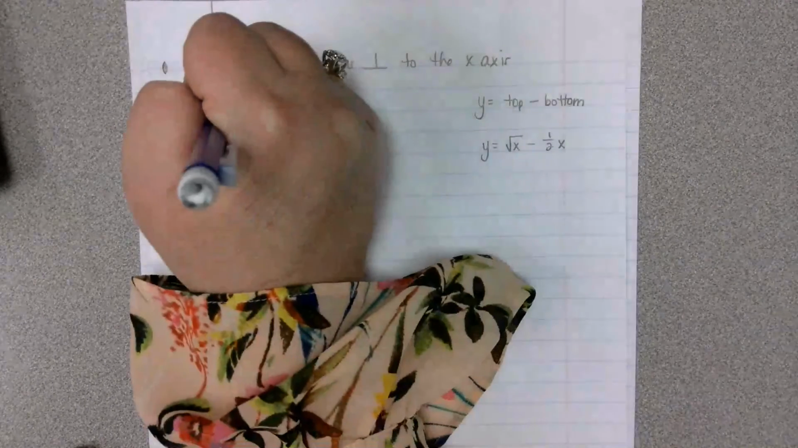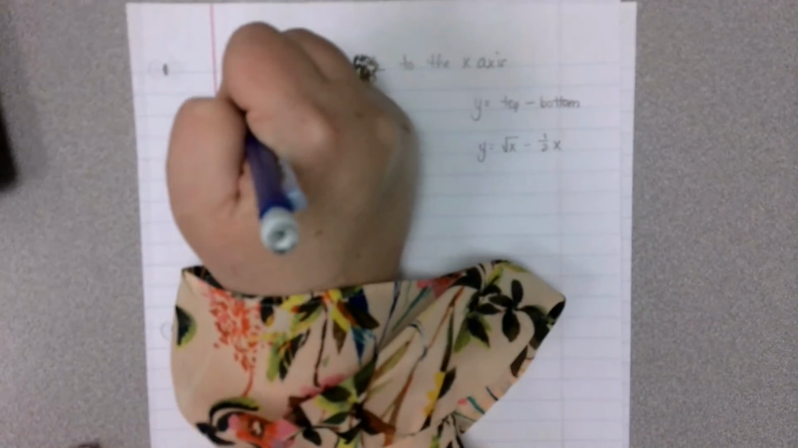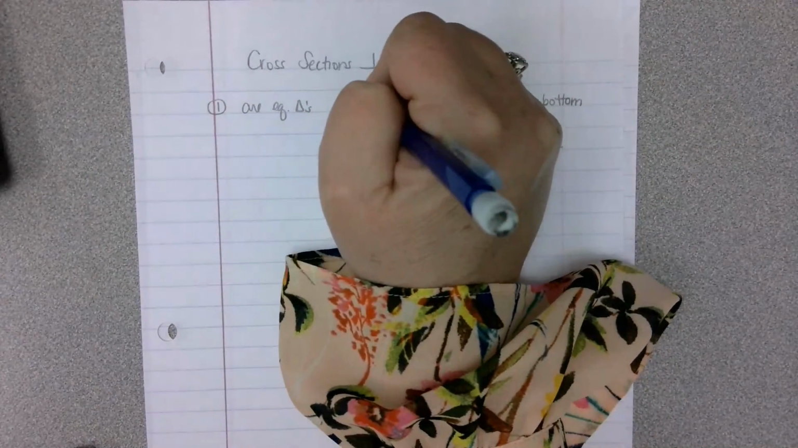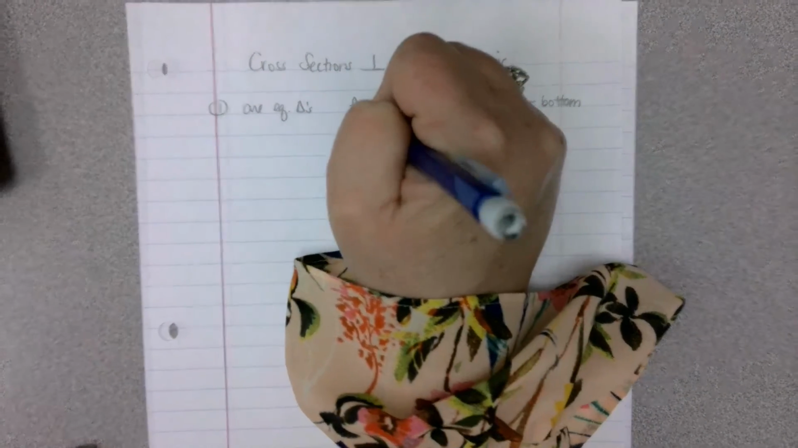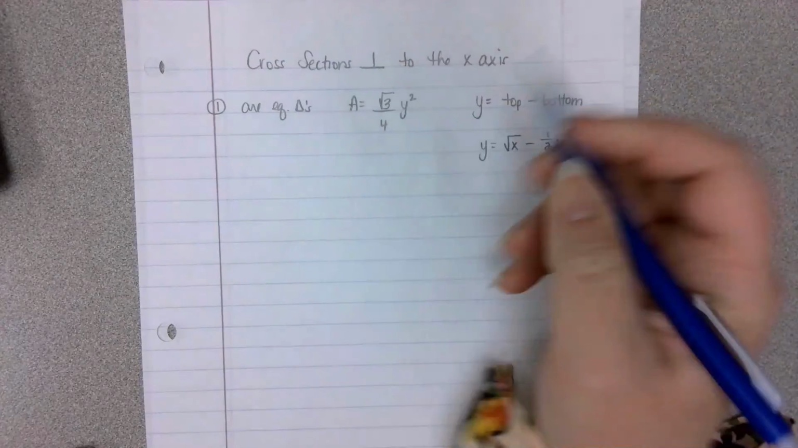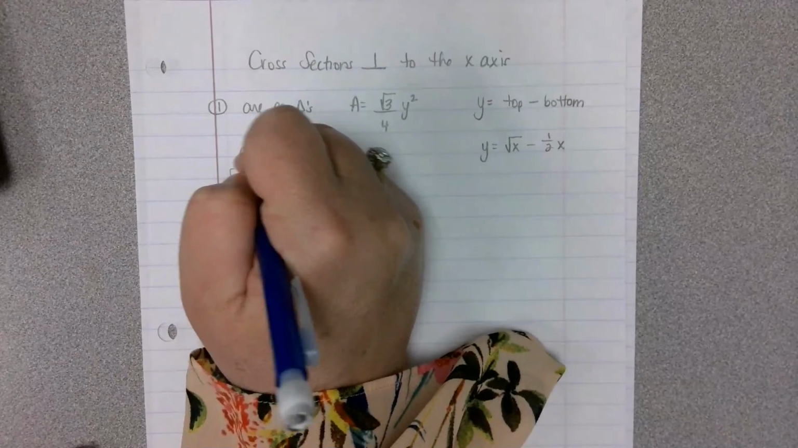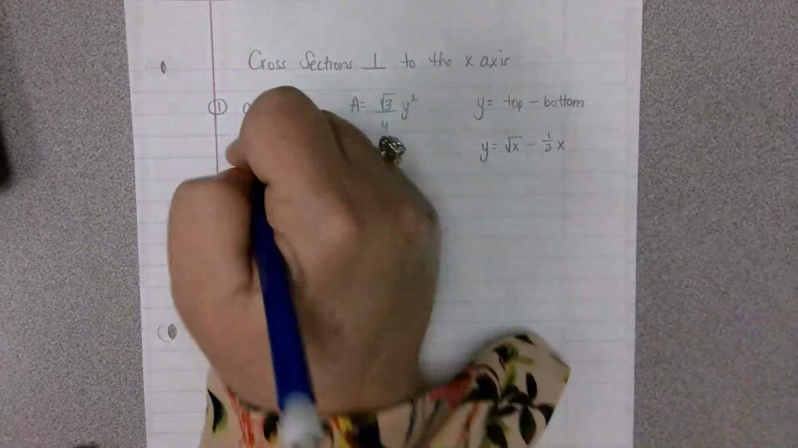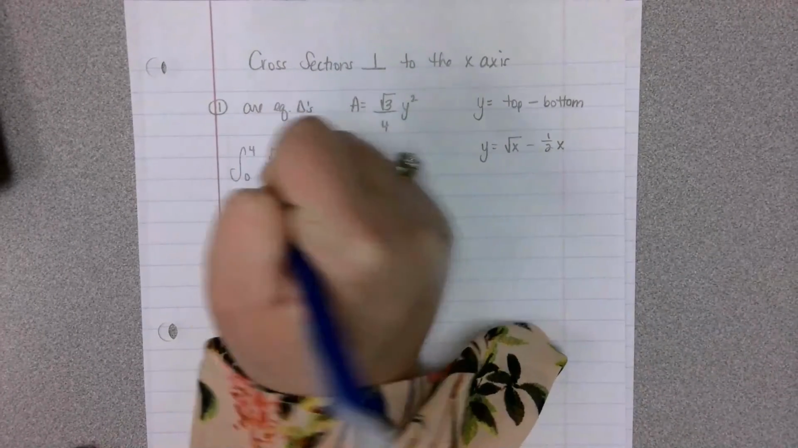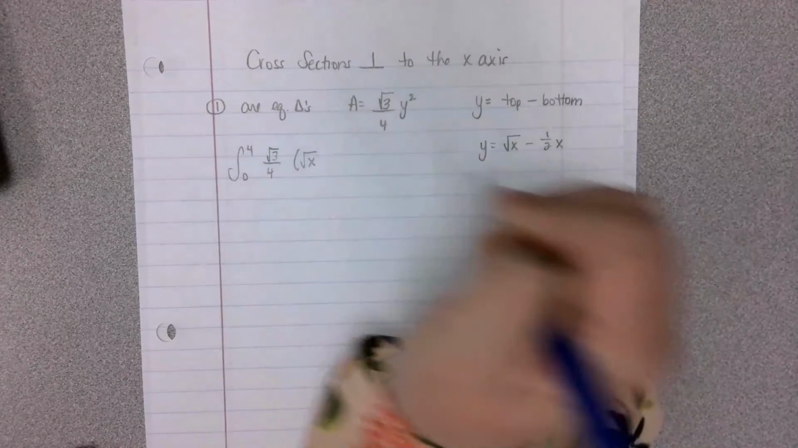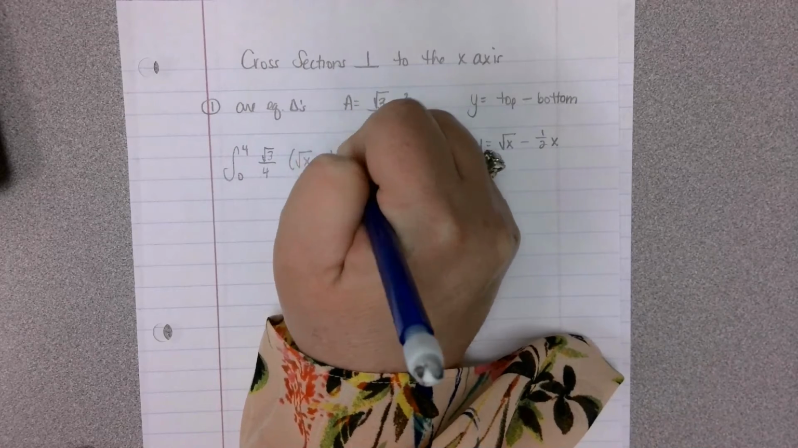Okay, so let's look at number 1. Let's say that your cross sections are equilateral triangles. Well, the area for equilateral triangles is the square root of 3 over 4 times y squared, or the side squared. So we integrate from 0 to 4 of the square root of 3 over 4, and then our y is this right here. So it's the square root of x minus 1/2 x, quantity squared.